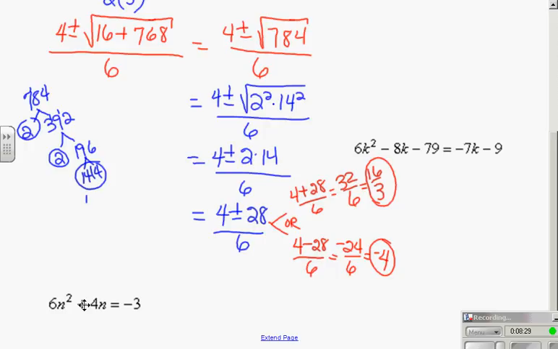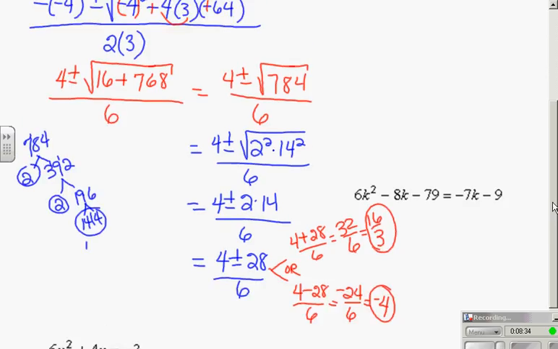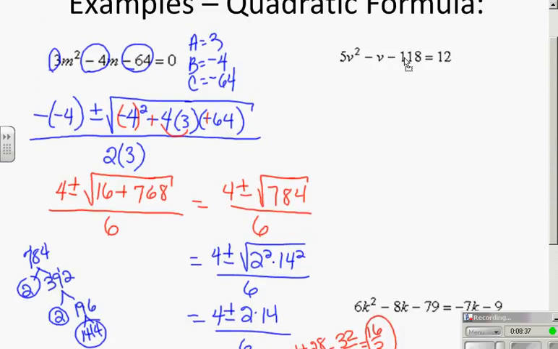Now, that's a lot of work and it's a little pesky, and that's why if something factors, you may want to work on your factoring skills. So let's look at another example here.